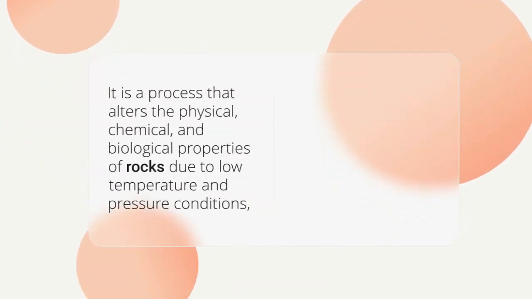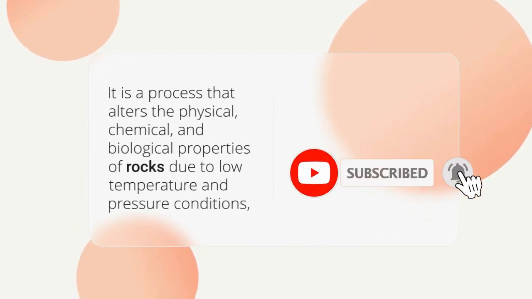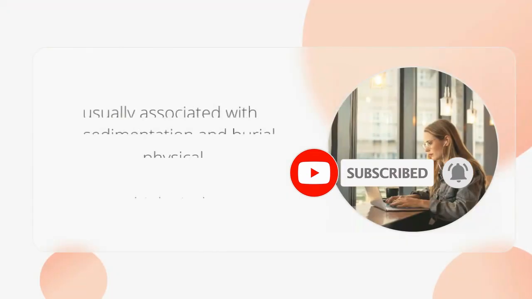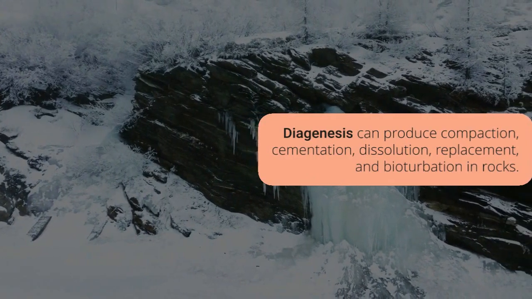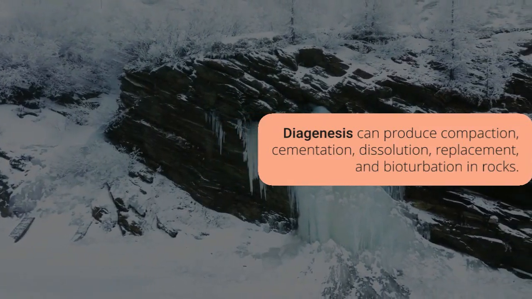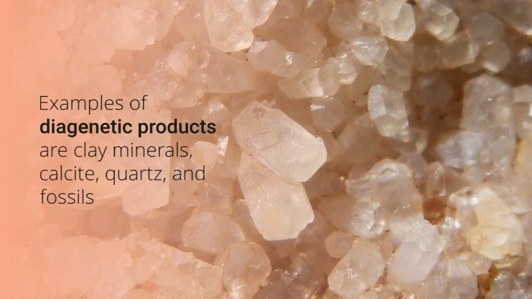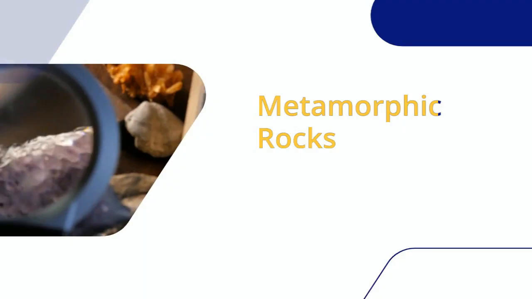Diagenesis is a process that alters the physical, chemical, and biological properties of rocks due to low temperature and pressure conditions, usually associated with sedimentation and burial. Diagenesis can produce compaction, cementation, dissolution, replacement, and bioturbation in rocks. Examples of diagenetic products are clay minerals, calcite, quartz, and fossils.